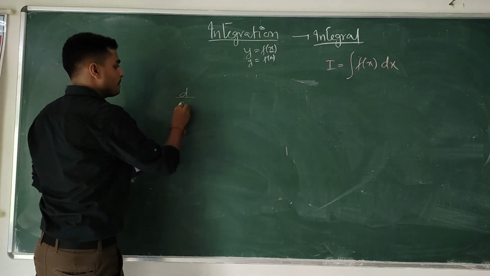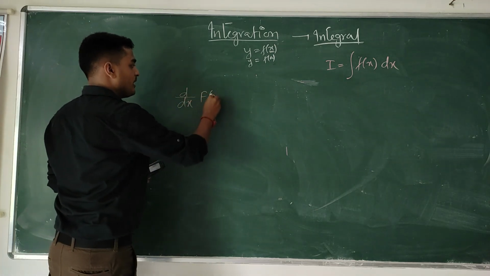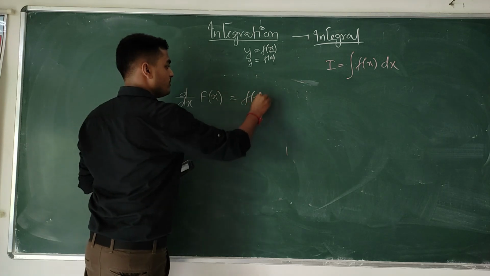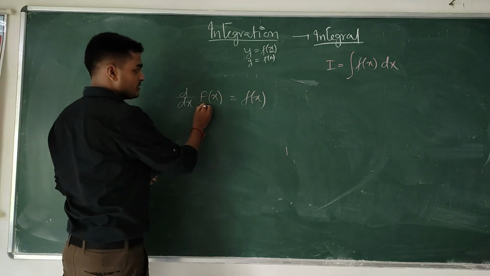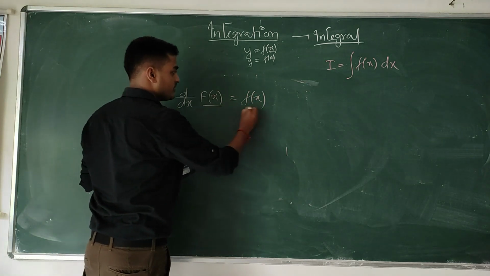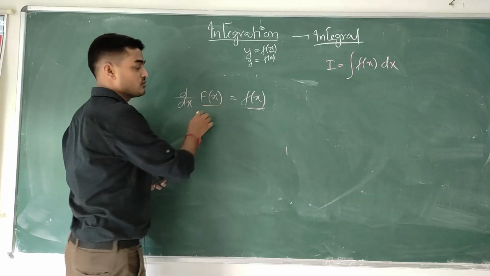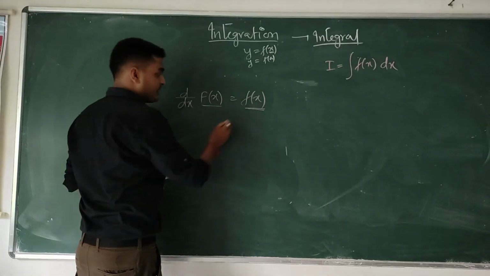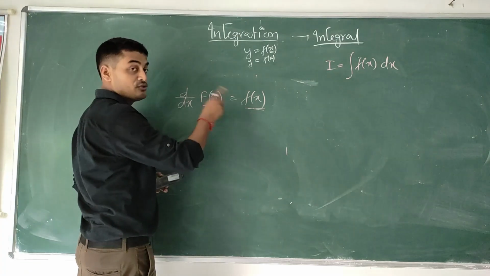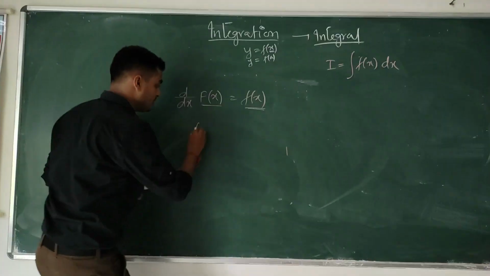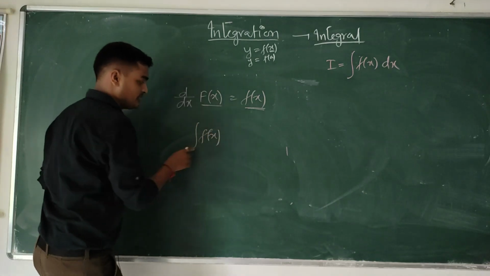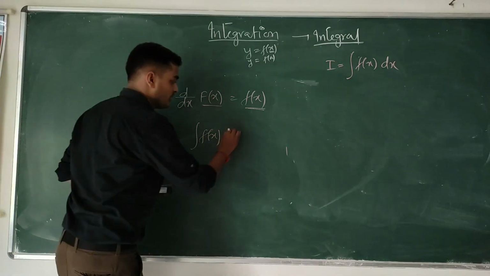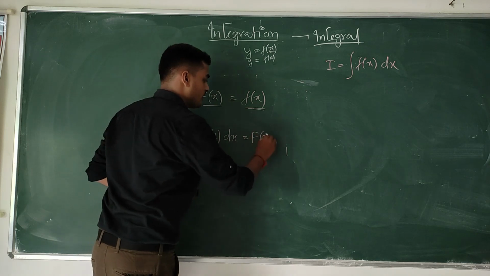If d/dx of capital F of x is equal to small f of x, that means the differentiation of this one, f of x, is the derivative of this one, then the antiderivative, that means the reverse process of derivative, is generally represented by this: integration of f of x dx is equal to F of x.